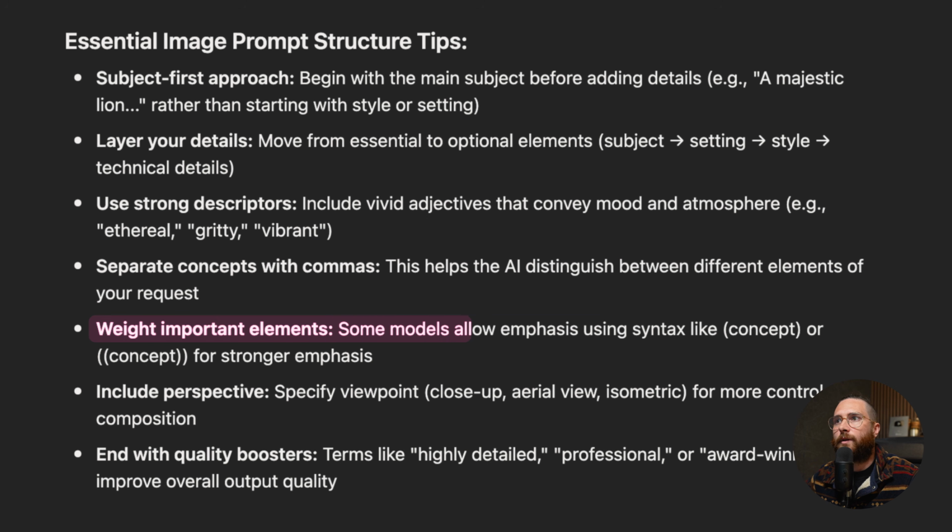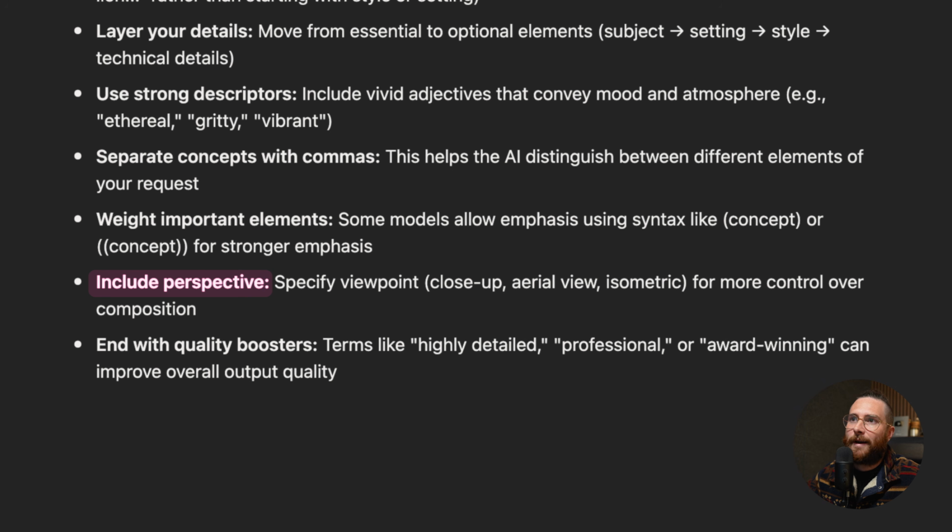So some models are going to allow more emphasis and syntax, or maybe you need to put that aside in parentheses. Sometimes it just understands what you're doing. Depends on if you're making something hyper realistic, or something artistic. Then you want to make sure you're including perspective, close up, aerial, top down, isometric, whatever the composition is. And then you can end with your quality boosters, things like highly detailed, hyperrealism, award-winning, cinematic style, whatever it is.